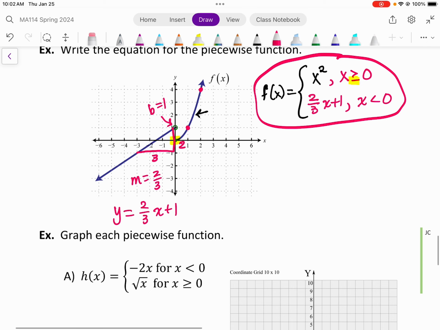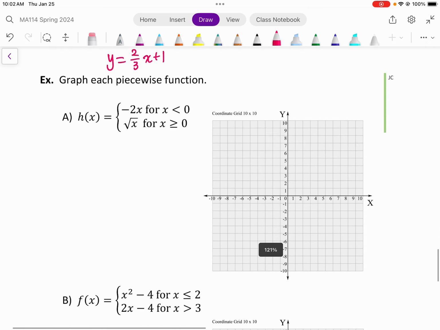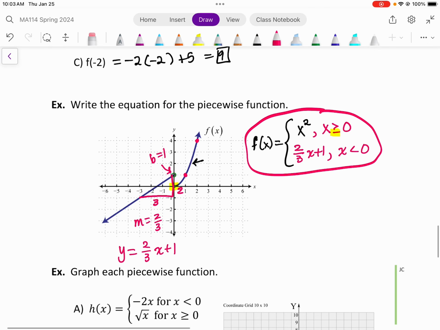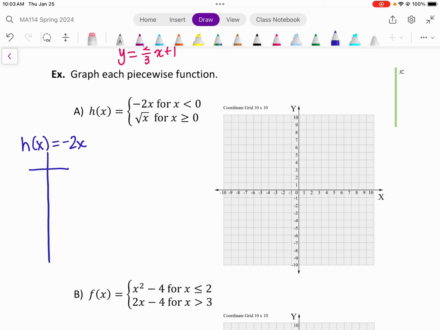Now, the last part is, how do I graph them? Okay, so up here we went from the graph back to the function. Now we're going to go from the function to the graph. What I like to do is split it into 2 XY tables. And I'll use 2 different colors.